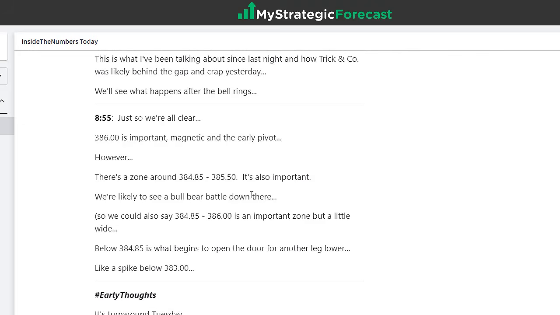Early in the morning, the market was trading down. So we have an early pivot. That's the same 386. And we've cited some lower stuff.